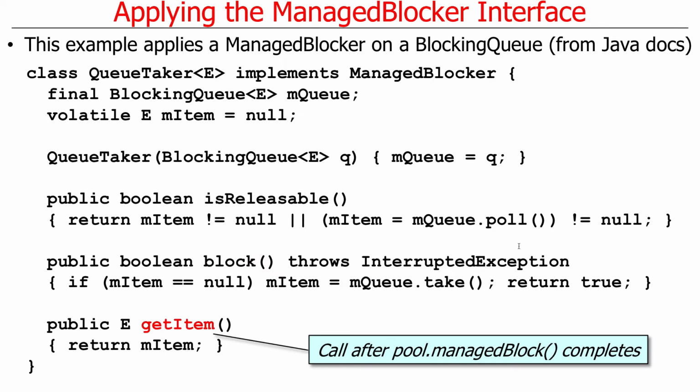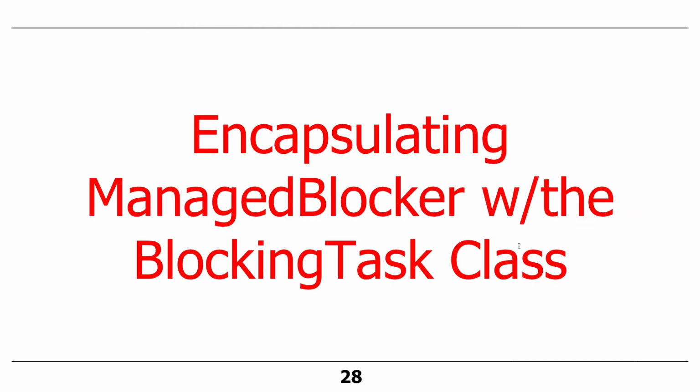And if you're going to do something like this, then you need some way of getting the element that came out of here, which is what getItem is going to do. So after managedBlock returns, then we can extract whatever element was taken while we were blocked. Of course, it'll also work if we were able to get lucky and isReleasable worked, but we'll end up with an item in either case. All right, so that's kind of the mechanism.